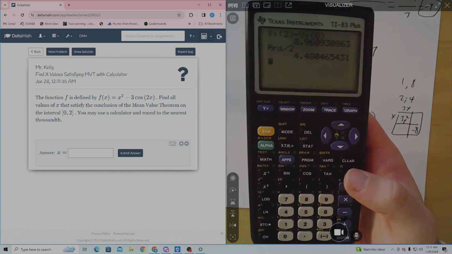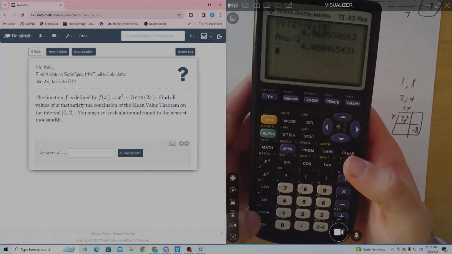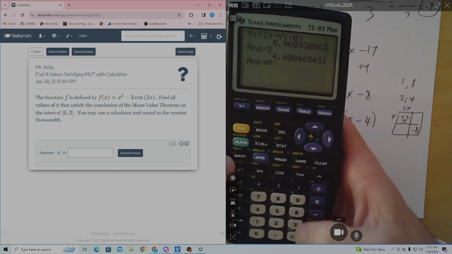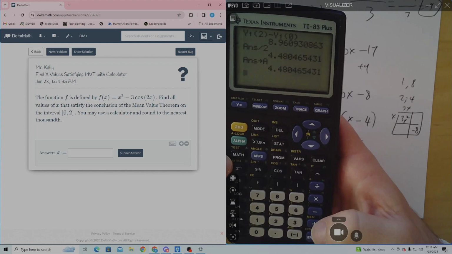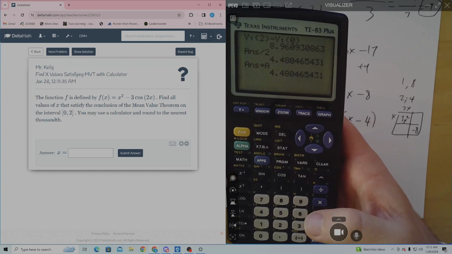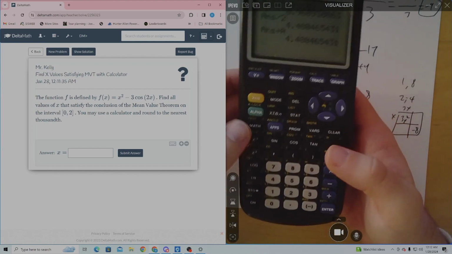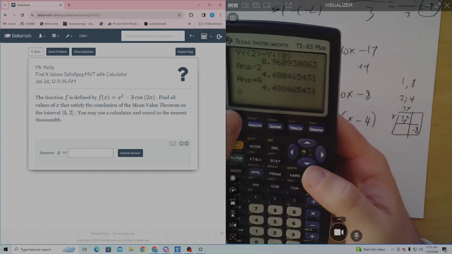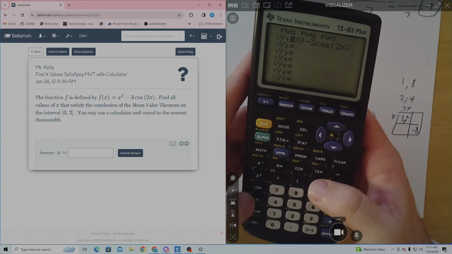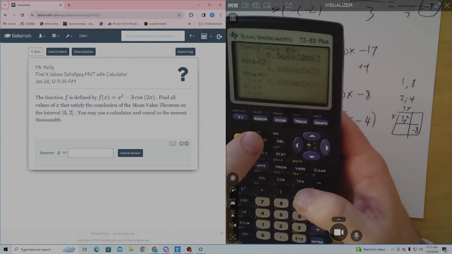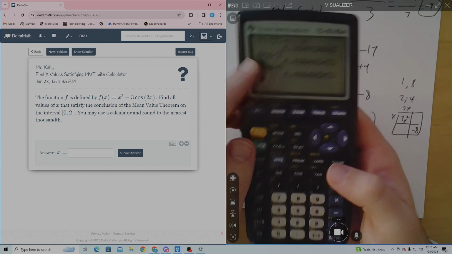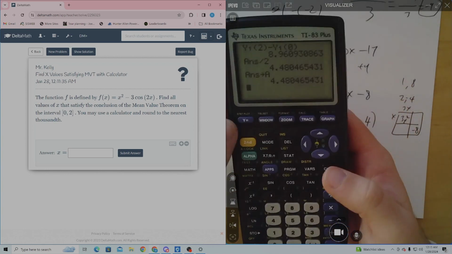Something you can do, because I saw people struggling with getting the right decimal places: to make sure it's totally 100% accurate, you can store it with STO. It's down here, STO, then alpha, and then any letter, just do A. When you go plot it, you can just use A, because A is that solution. So you find the average rate of change, and whatever that was, you STO it.